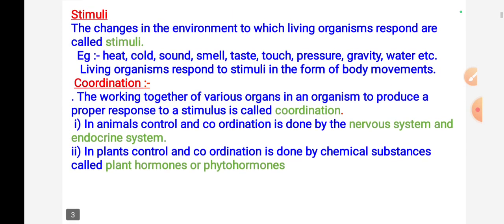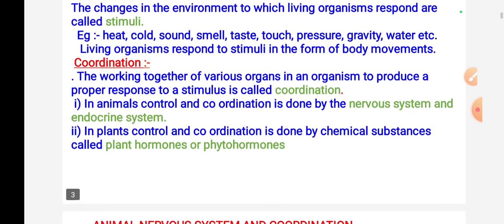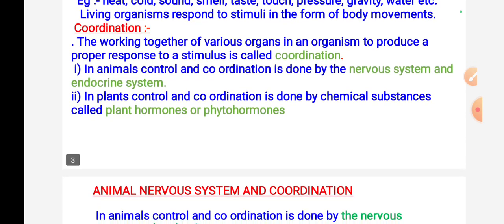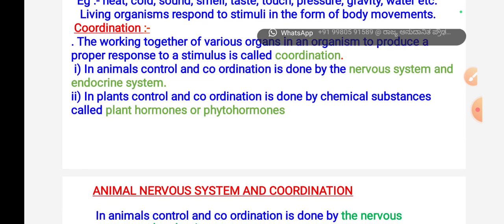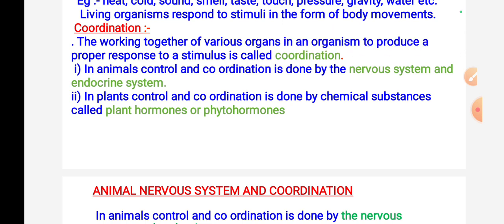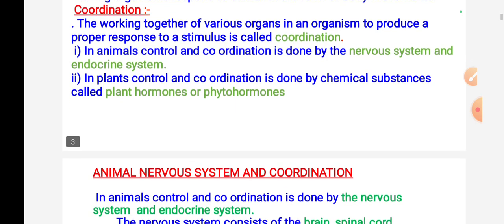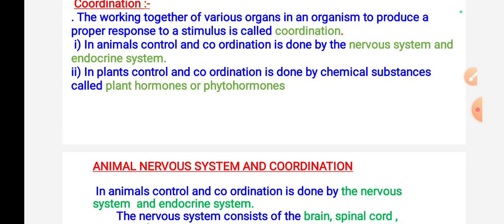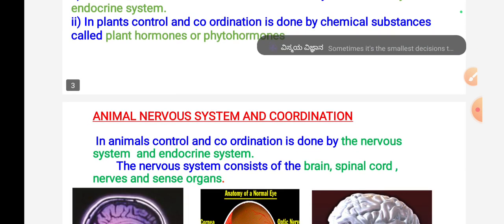Then coordination, the chapter title: what control and coordination means. What do you mean by coordination? The working together of various organs in an organism to produce a proper response to a stimulus is called coordination. In animals, control and coordination is done by the nervous system and endocrine system. In plants, control and coordination is done by chemical substances called plant hormones or phytohormones.